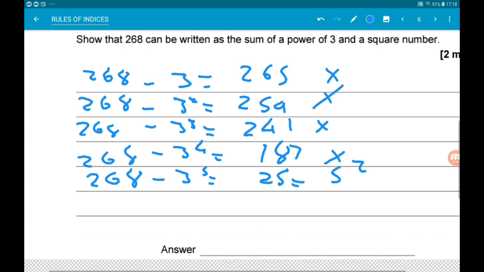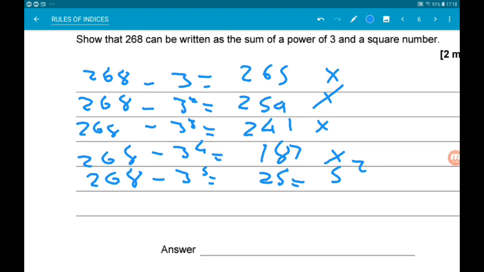So we can say then that 268 is equal to 3 to the power of 5. There's our power of 3, add 5 squared, which is our square number, and that is the sum.